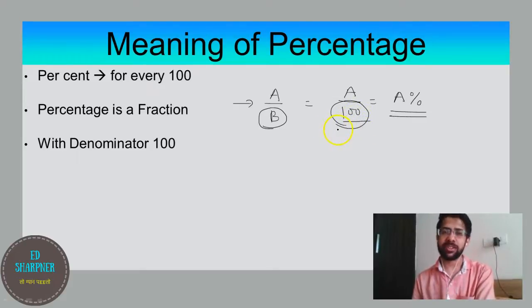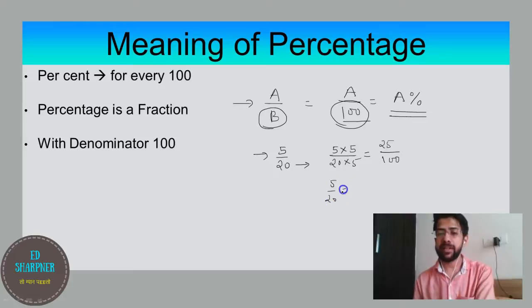So this is a very simple concept. So basically, when you have given something like this, 5 divided by 20, this is a fraction. And if I'm asked to convert this into percentage, I just have to convert 20 into 100. So what I would do is I will multiply numerator and denominator by 5, which will give me 100 in the denominator and 25 in the numerator. So basically 5 by 20 is equal to 25 by 100. Alright, so 5 by 20 is nothing but 25%.